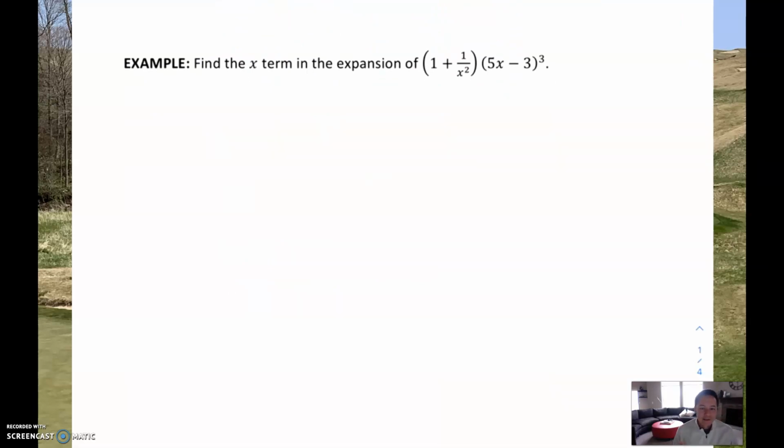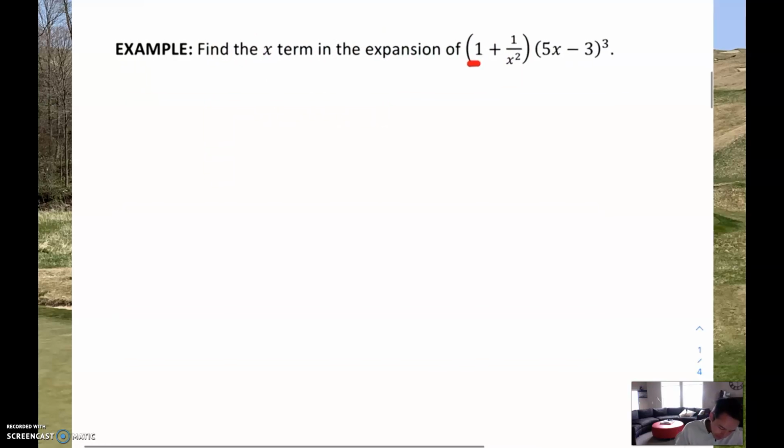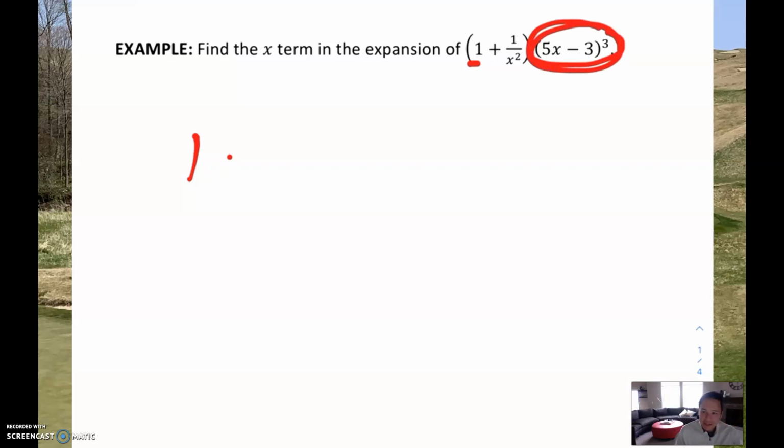It says, find the x term in the expansion of this whole mess here. So I'm going to start with the very first term. I'm going to start with this 1. Now that doesn't have any variables on it. So if I take that 1 and I multiply it by some term from over here, in order to make it the x term, I need the x term from over here.